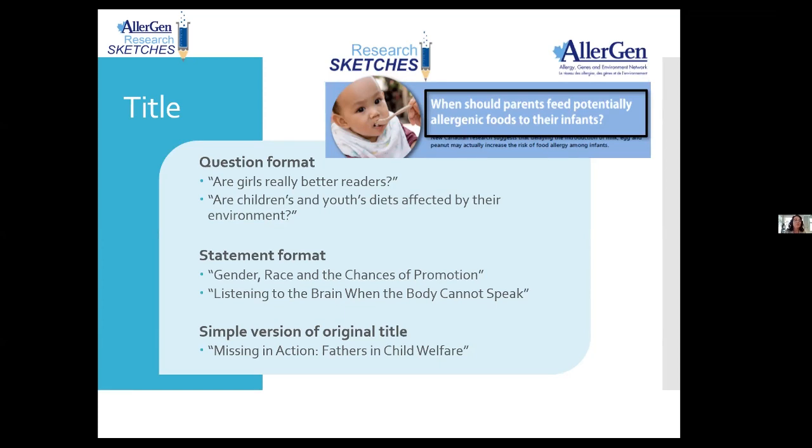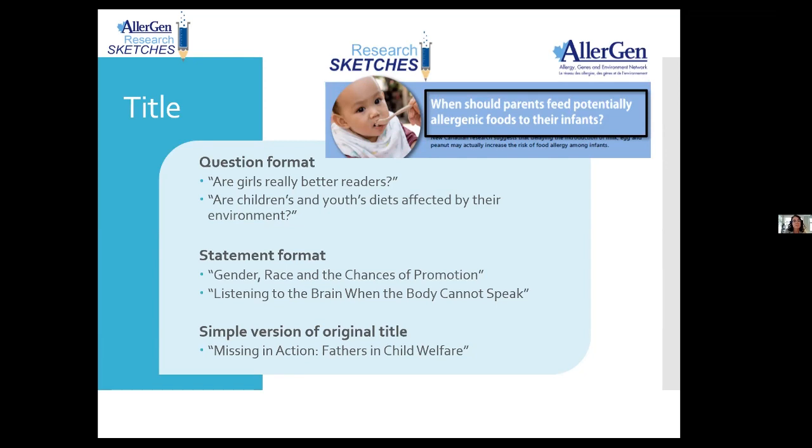So what makes a good title? It should be short and catchy. It should indicate what your research is about, because you don't want to mislead the reader with a really catchy title that has really nothing to do with what you studied. However, the title shouldn't give away all the key findings right up front. So if the results are given in the title, the reader won't really be interested to read any further.